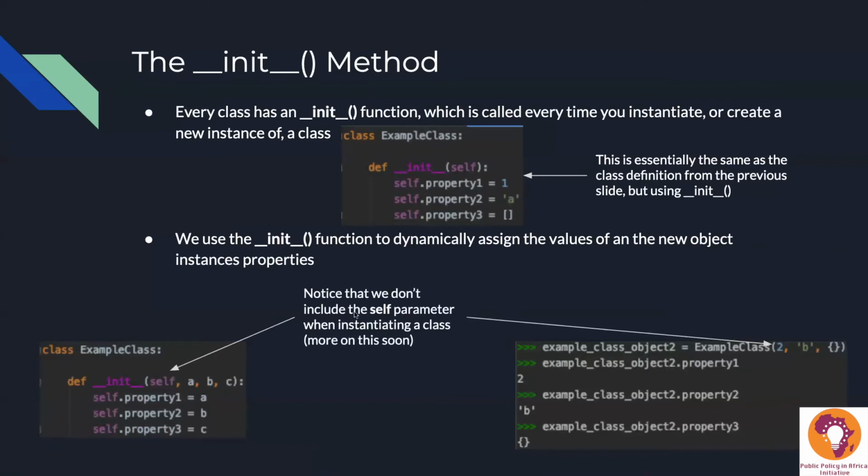So something you'll notice here is that we don't include the self parameter when we instantiate the class. We'll be talking about self pretty soon, but when you create an instance of the class, you don't include the self parameter. But when you create the init function, you do need to include the self parameter because the self parameter is referenced within the init function. Just know that whenever you create an init function, you're always going to want to start with self, and then after that come the parameters that you'll use for dynamically setting the properties of your object.